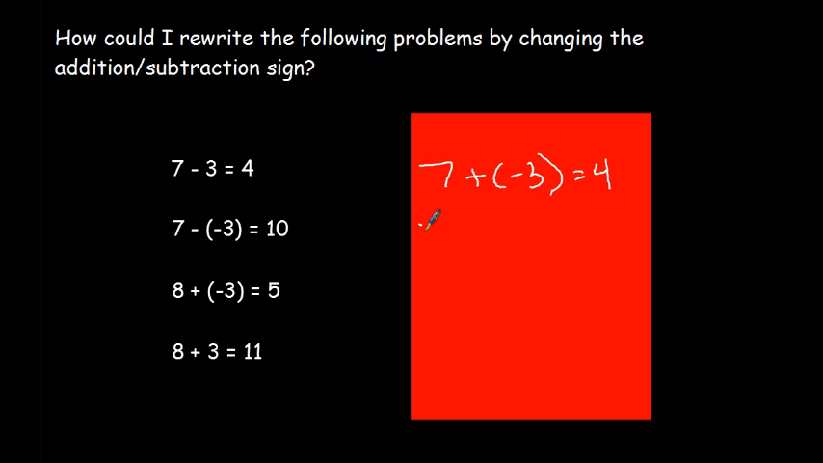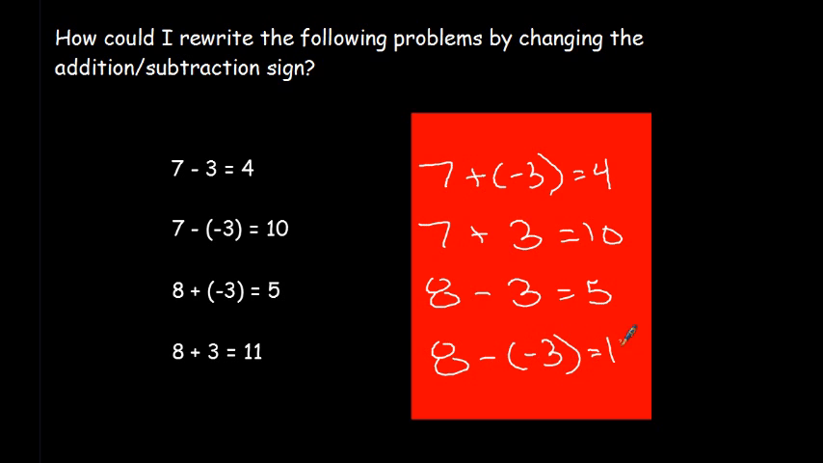I can write this one as 7 plus 3 equals 10. I can write this as 8 minus 3 equals 5. And I can write this one as 8 minus a negative 3 equals 11. So we can do that with all those.